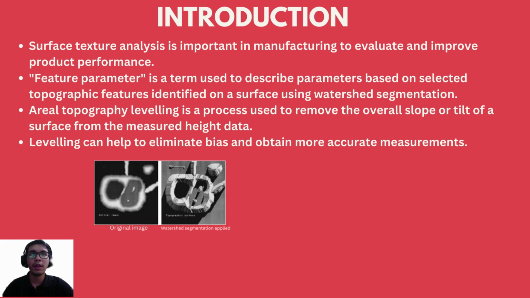For example, if the surface being measured has an overall slope, the measurement may be biased by the slope, leading to inaccurate results. By leveling the surface, it is possible to eliminate this bias and obtain more accurate measurements. Additionally, leveling can help to standardize the measurements and make them more comparable to other measurements taken on a different surface or under different conditions.